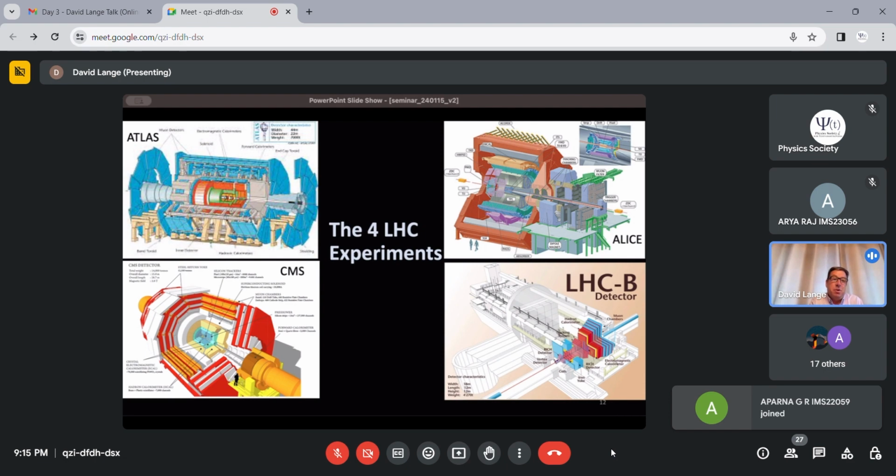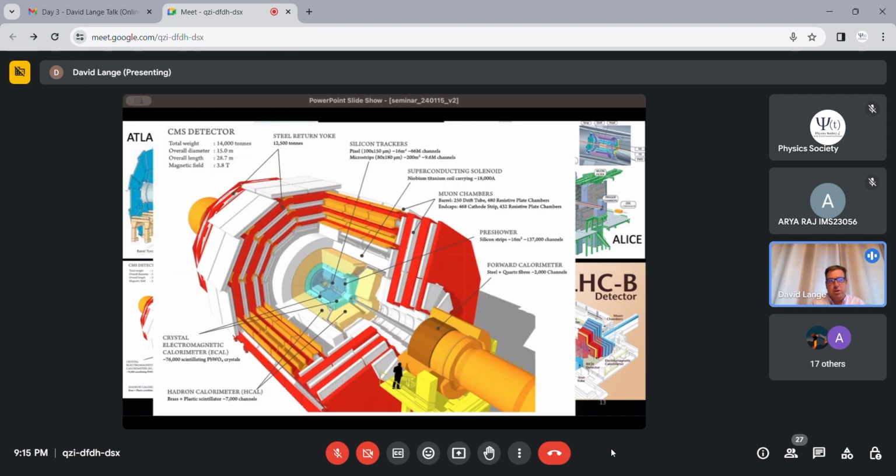And each experiment is different. They have different strengths and weaknesses. But I'll focus just on one of them to show you the idea of what our experimental apparatus looks like. So this is the CMS detector, which is the one that I work on. And this is a cartoon version where there's a cutout. So it's really more like a completely spherical system.